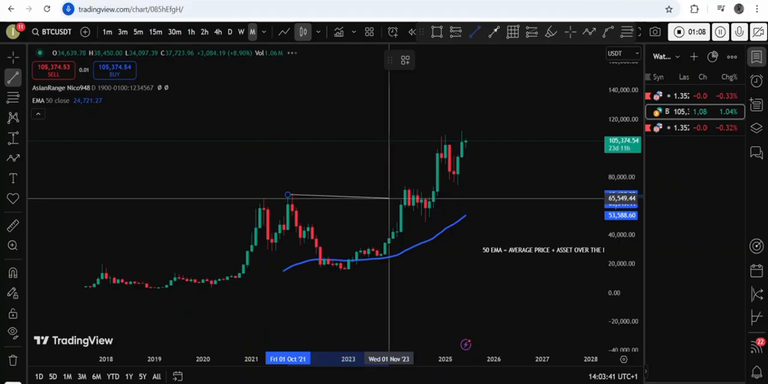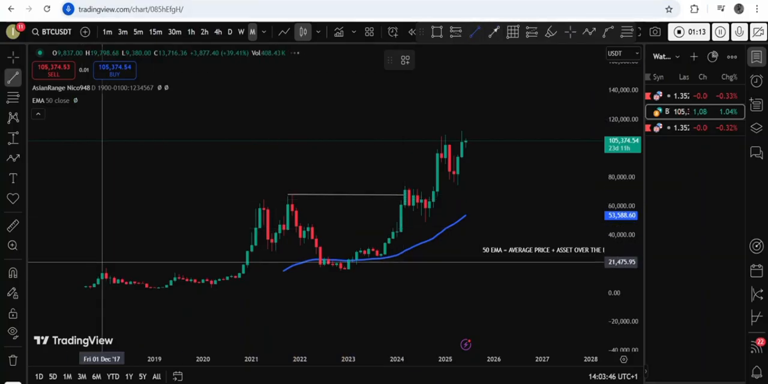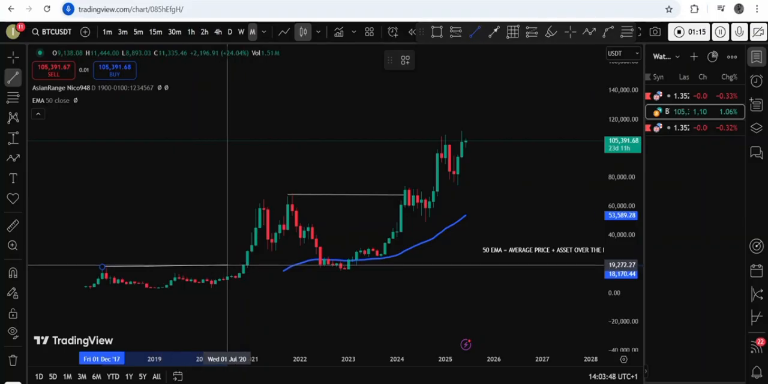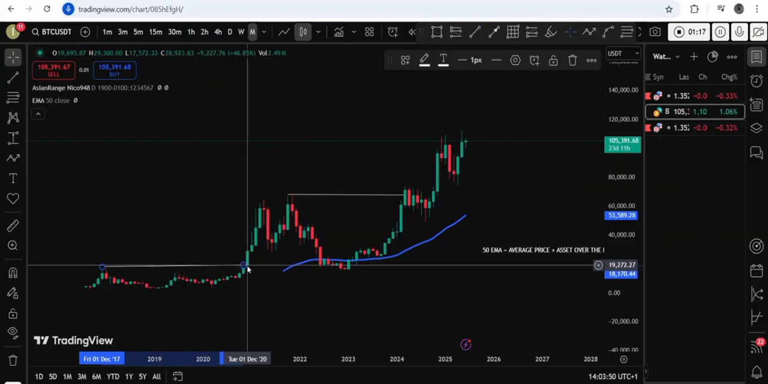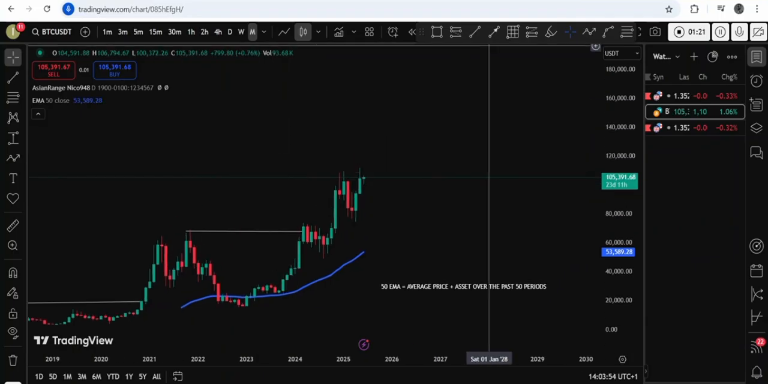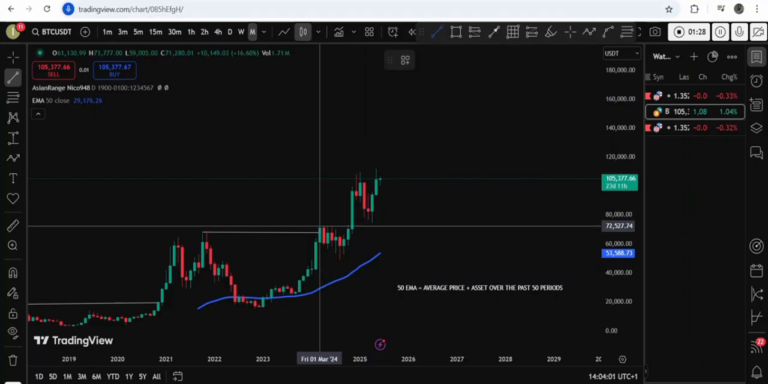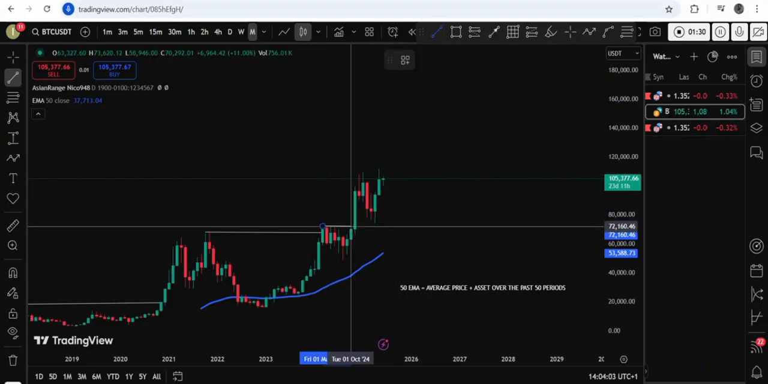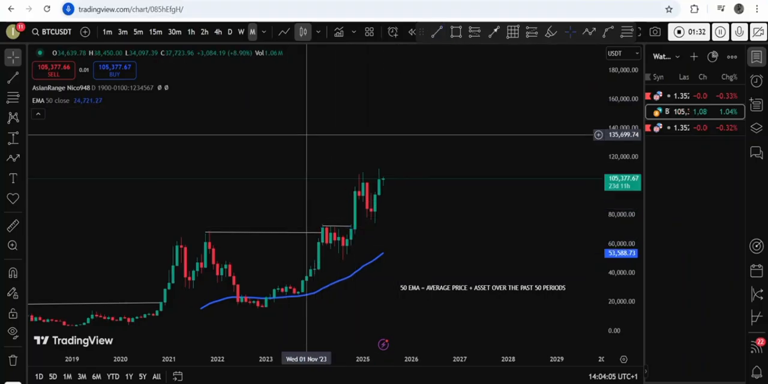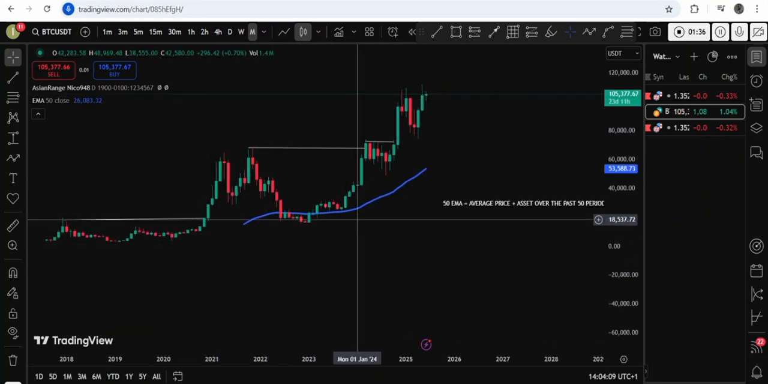Bitcoin keeps on breaking higher highs here. You can see it over here too. Bitcoin broke a higher high around here too. And right here you can also see Bitcoin breaking a higher high. Higher high here too.